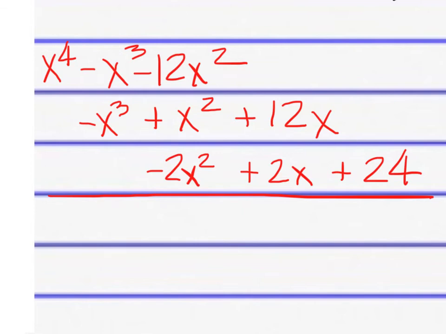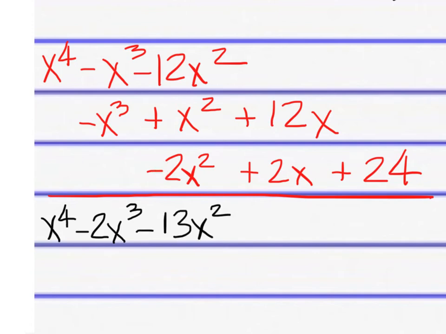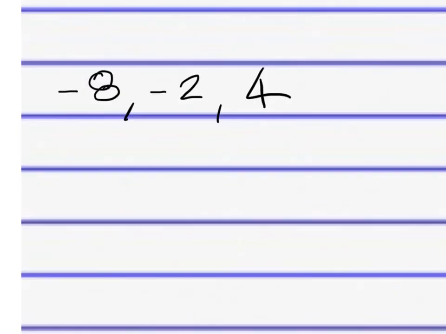And now add your like terms. X to the 4th minus 2x to the 3rd. And then you have a negative 12 plus 1 is a negative 11, minus 2 is a negative 13. X squared plus 14x and then plus 24 equals 0.